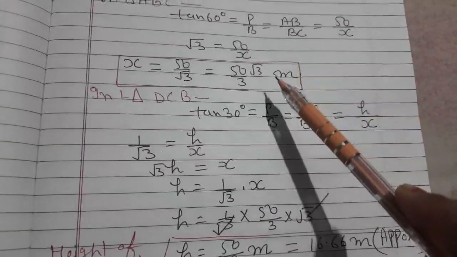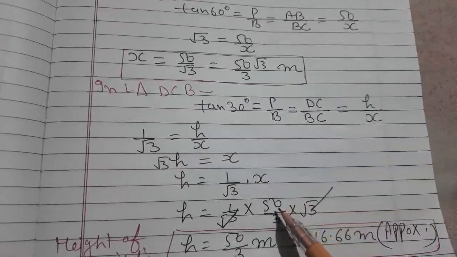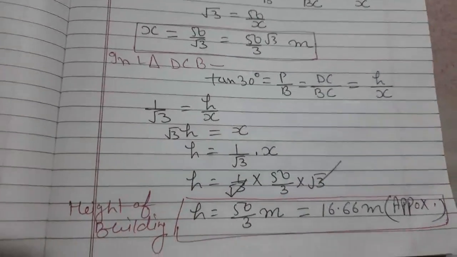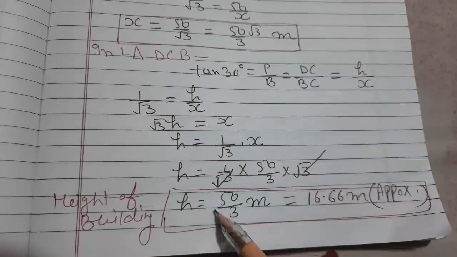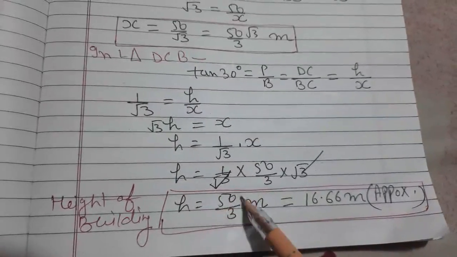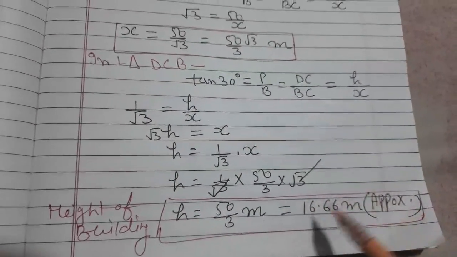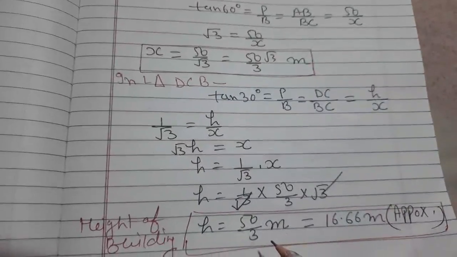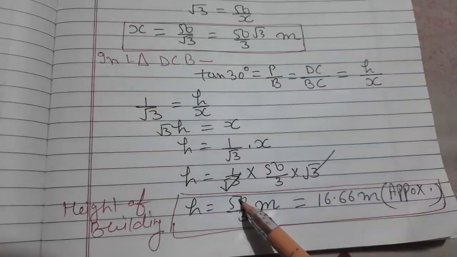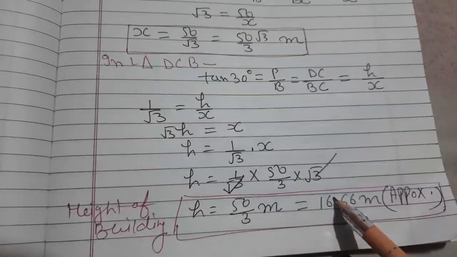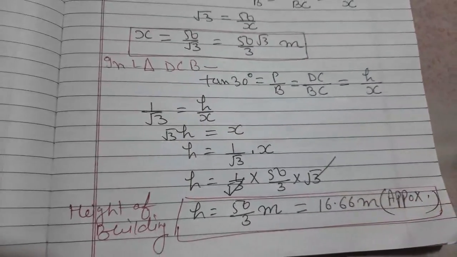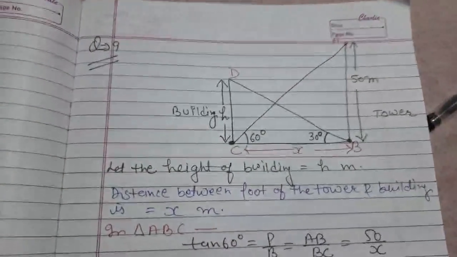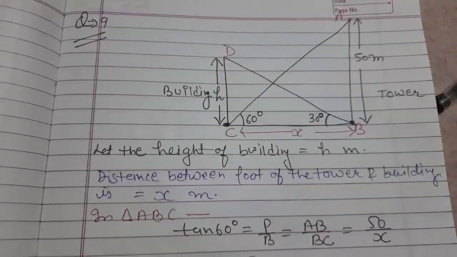And what is the value of x? We calculated it before. It is 50 upon 3 into root 3. So root 3 will cancel out, and we have h equal to 50 upon 3 meters, the height of the building. And if we want to divide it, it will be in this form. So this is the complete solution of question number 9.